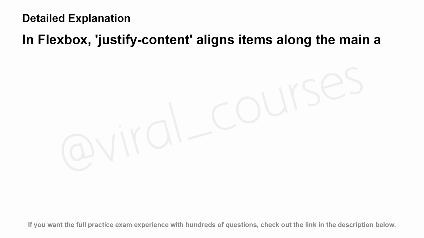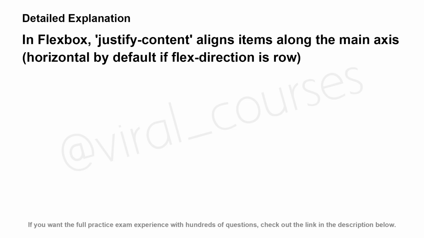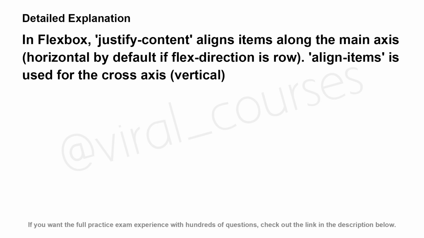In Flexbox, justify content aligns items along the main axis. Horizontal by default if flex direction is row. Align items is used for the cross-axis. Vertical.